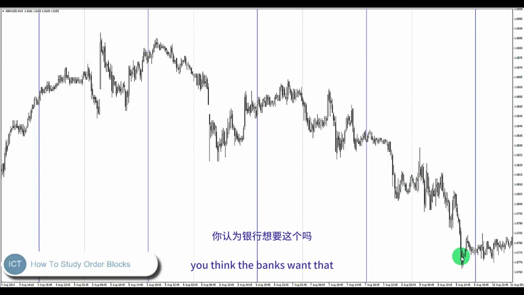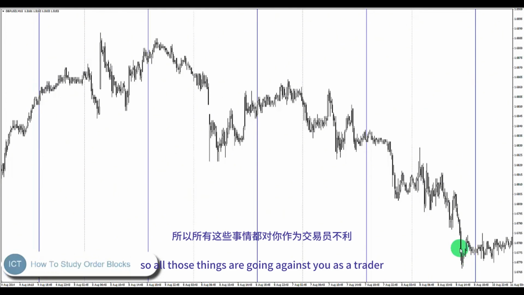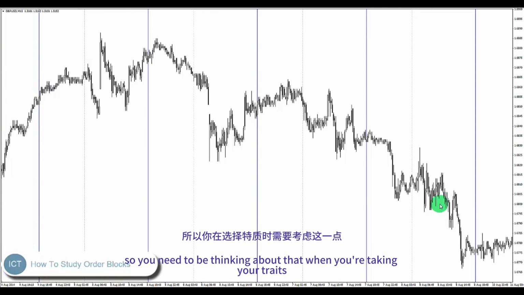You think the banks want that? No. You think the large institutions want that? No. You think your brokers want that? No. So all of those things are going against you as a trader, so you need to be thinking about that when you're taking your trades.